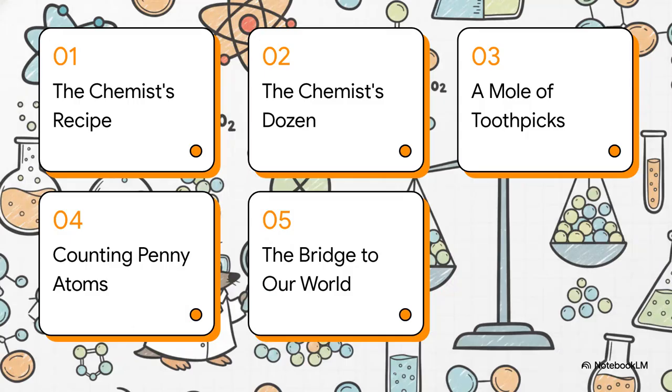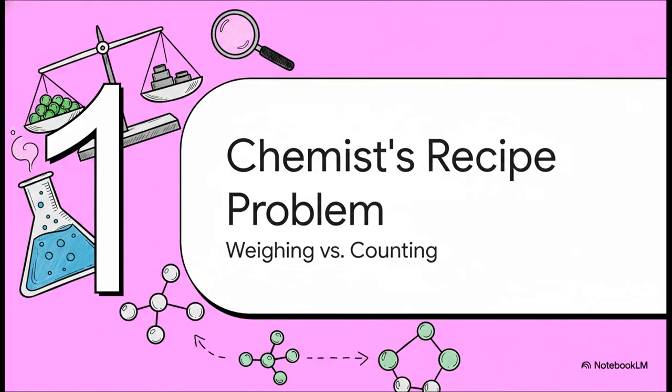So here's our game plan. First, we'll dig into a big problem that chemists face. Think of it like a recipe gone totally wrong. Then we'll introduce the brilliant solution they came up with and try to get our heads around just how huge this idea really is. And finally, we'll see how it all works in the real world, using something as simple as a penny and, yeah, a can of soda. All right, let's jump right in.